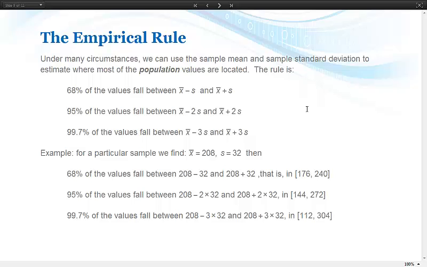But this is really amazing, actually. Only two numbers, the sample mean and sample standard deviation, give me a real picture of where most of my population values lie. This is a very useful rule, and we'll make heavy use of it as we move forward in the course.